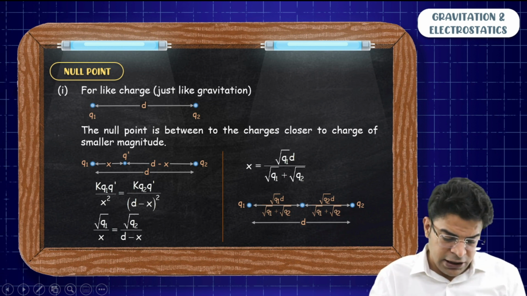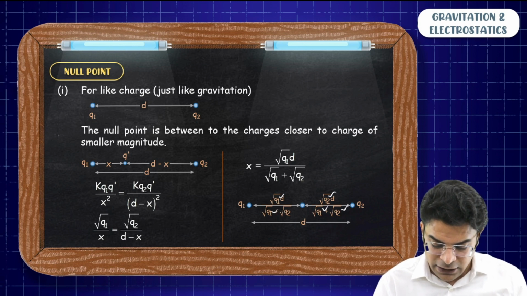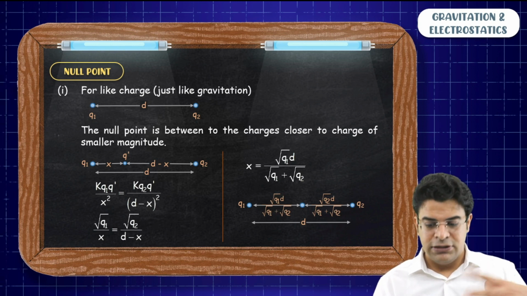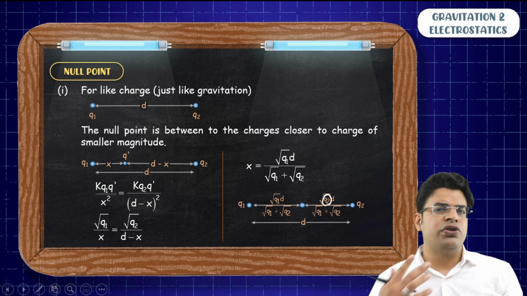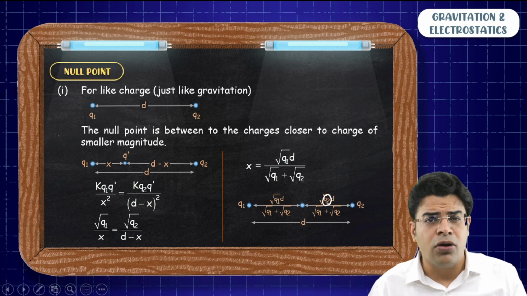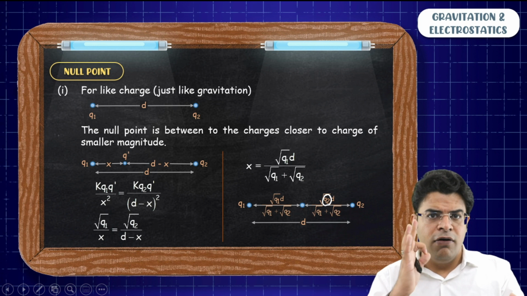One more thing here. Substitute q1 and q2, only the magnitude, not the sign. Somebody might substitute here a negative charge q2 and then say, sir, if you are substituting a negative charge q2, then you are getting a complex number. Don't do that. Just substitute the magnitude of q1 and q2.